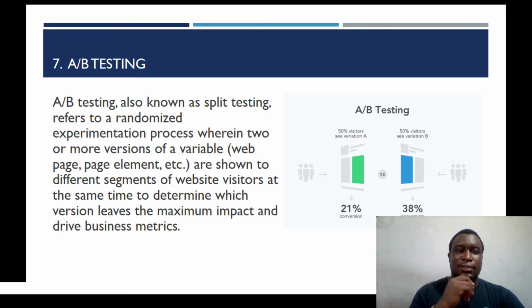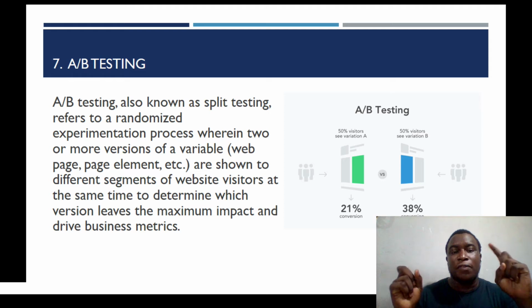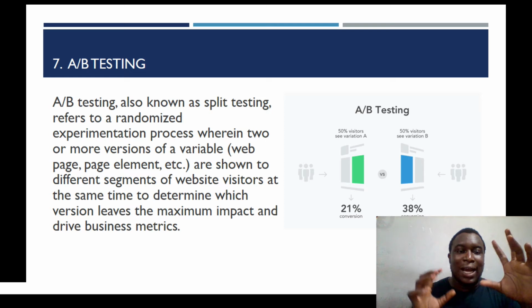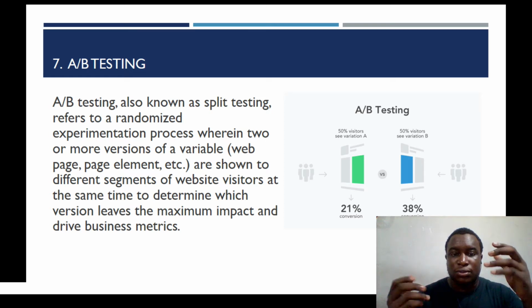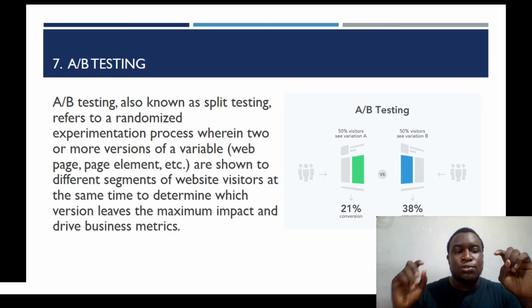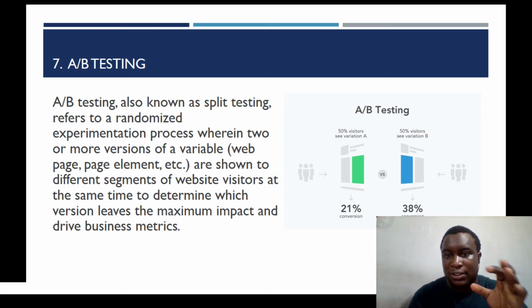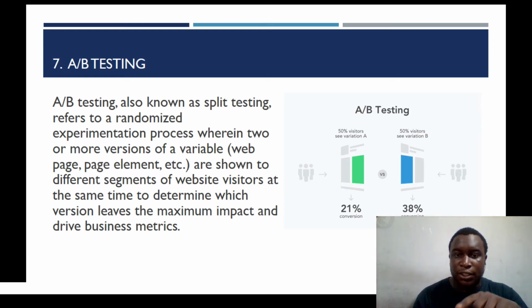Now we have A/B testing. A/B testing, also known as split testing, refers to a randomized experimentation process whereby two or more versions of a variable, which is most likely a web page, a marketing ad, or whatever, are shown to different segments of website visitors at the same time to determine which one will yield better results. For example, if you look at the image on the right of my screen, you will see the green and the blue variable. One is having a 21% conversion, the other one is having a 38% conversion, and all that.